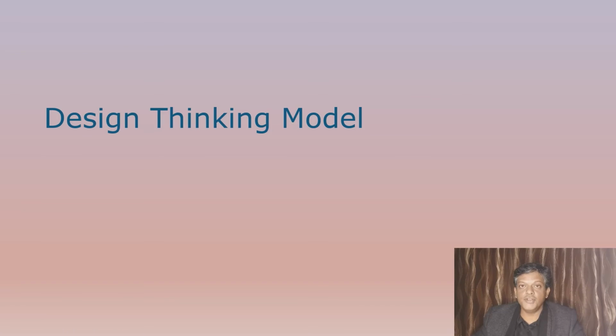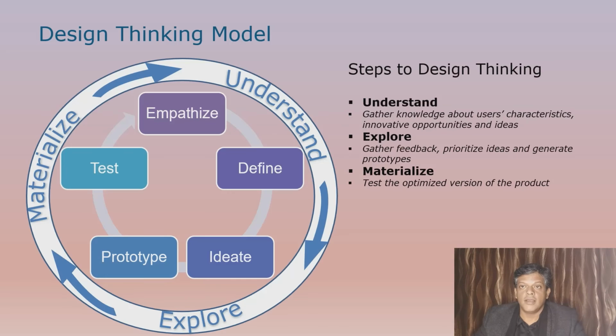Now, let me introduce you to the design thinking model. As you can see on your screen right now, design thinking typically consists of 5 stages, but you can summarize it into 3 groups, beginning with the process of understanding, which is about gathering knowledge about the user's characteristics, innovative opportunities, and ideas. That is gathering the user data. The next stage is define, which is also part of understanding, because you need to define what you've gathered, because whatever information is gathered has to be turned into knowledge. That is what defining is all about.